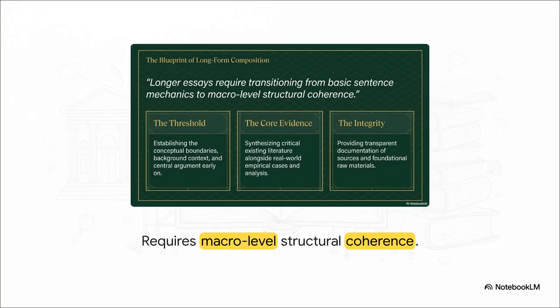So to fix this, we need a complete mindset shift. Longer essays absolutely require transitioning away from basic sentence mechanics and focusing on macro-level structural coherence. To go from laying individual bricks to framing a truly stable structure, we have to master three main areas. First up is the threshold, establishing your conceptual boundaries early on. Second is core evidence, synthesizing the literature with your real-world cases. And third, integrity, which means providing totally transparent documentation of your raw materials.